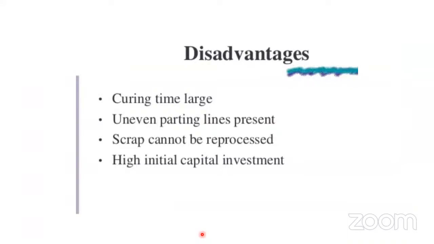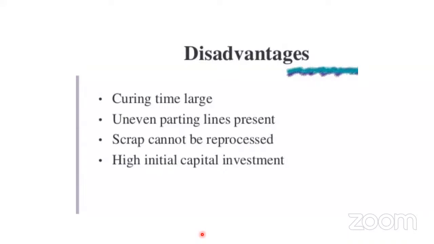Disadvantage is curing time is large, that we have seen in the cycle, and even parting lines are present. Scrap cannot be reprocessed because it is thermoset material. How can you expect that you should reprocess this material? Because here a different type of bond takes place. It is called a chemical bond, also called a covalent bond. And once a covalent bond is formed among the chains, it is not possible to break that bond, friend.